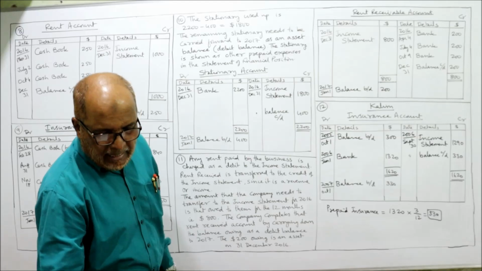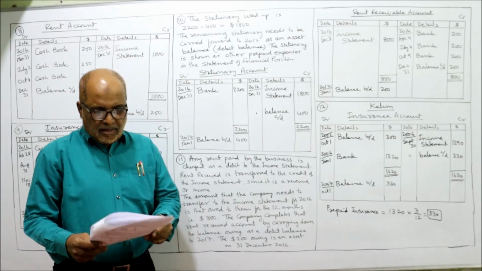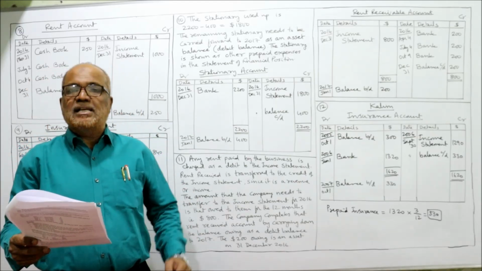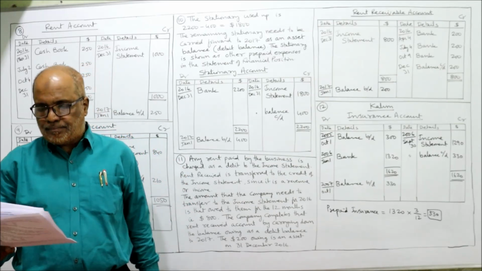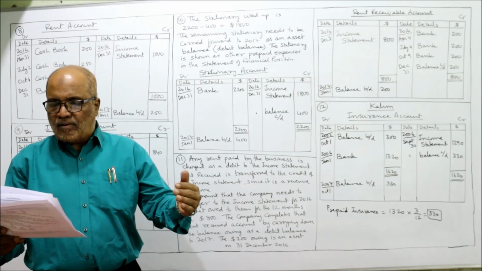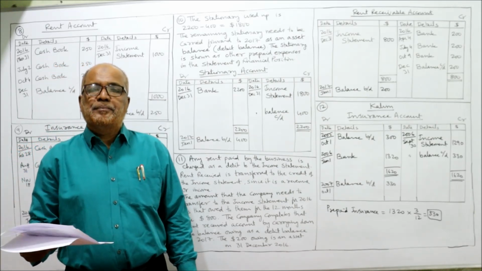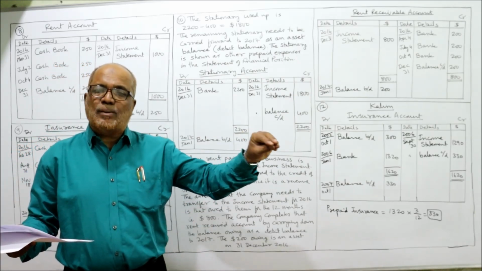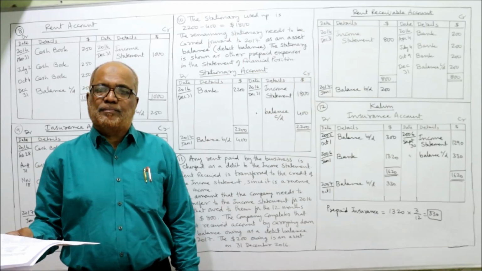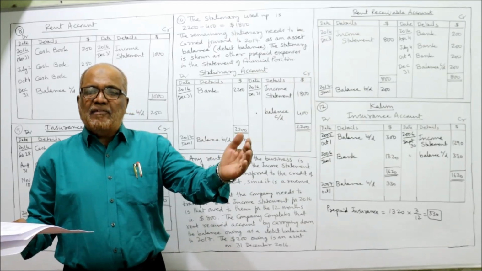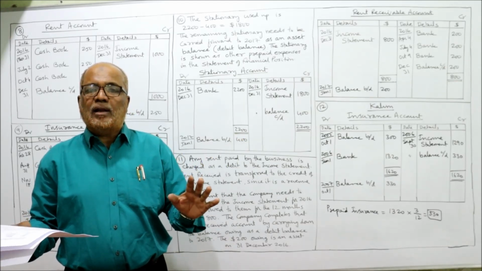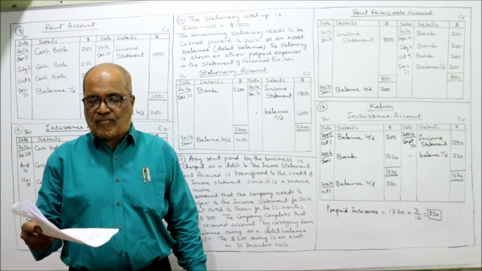Now problem number 11. See carefully. A company's warehouse is larger than their need. So they rent part of the warehouse to another business for $800 per annum. That means the business has let out some part of the premises on rent. So the agreement is that every year $800 will be received in the form of rent.